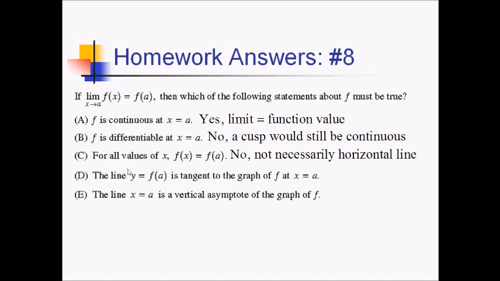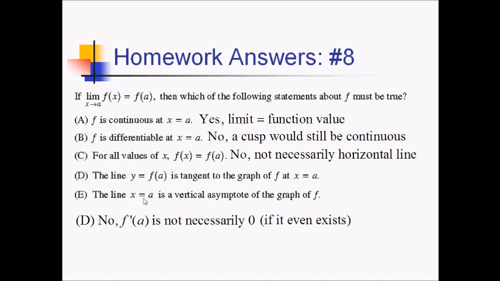For this next one, the line y equals f of a is tangent to the graph of f at x equals a. So the way to read this is that we have some horizontal line, because again, f of a is a constant, so some horizontal line tangent to our graph at a, which is basically saying f prime of a equals zero. And that's not necessarily true. f prime of a doesn't have to be zero. We could have a function where it's continuous, but the function's derivative is something else. The slope could be something other than zero there. And we don't even know, based off of choice B, whether f prime exists at all. So we definitely don't have enough to pick choice D.